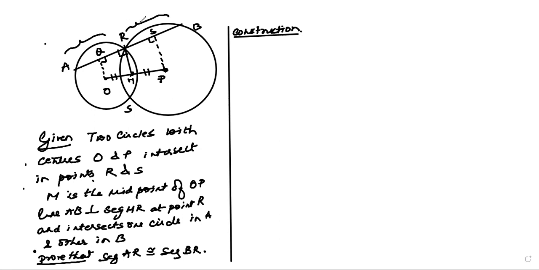A very simple one, children. Why simple? I'll make you understand, children. See, I realize one thing. Actually, AR is a chord of this circle and BR is a chord of this circle.